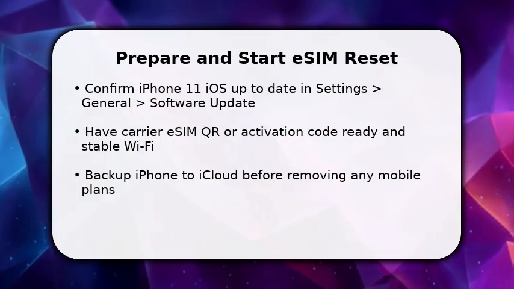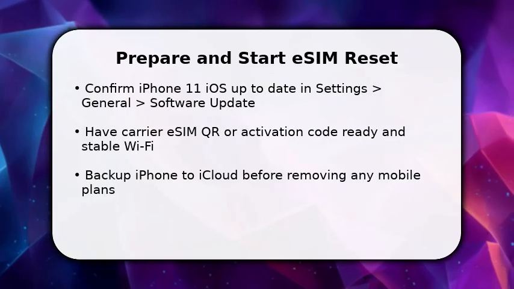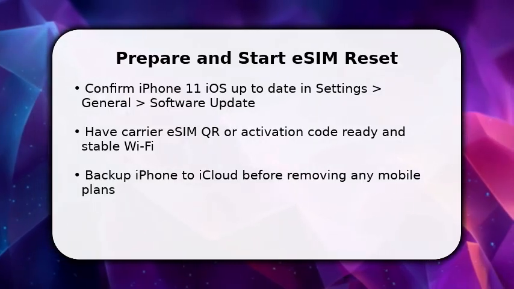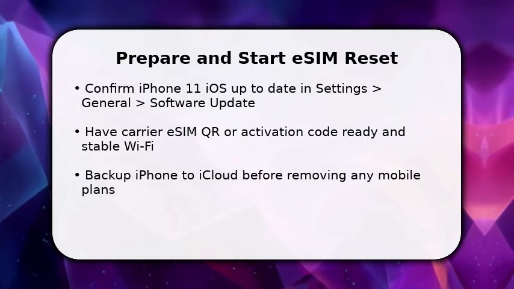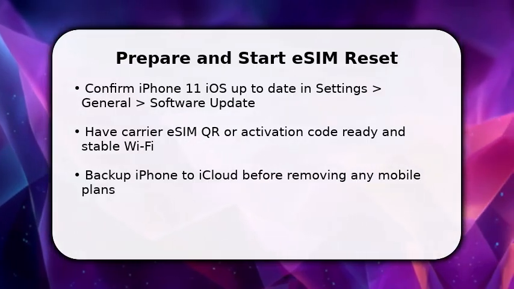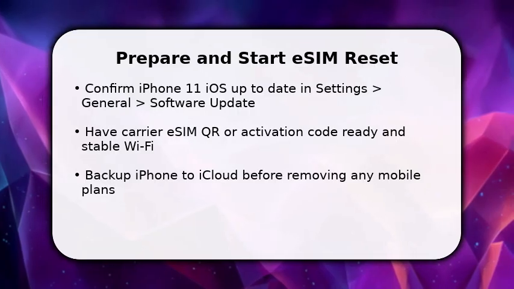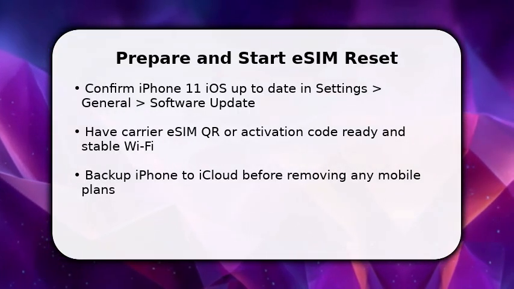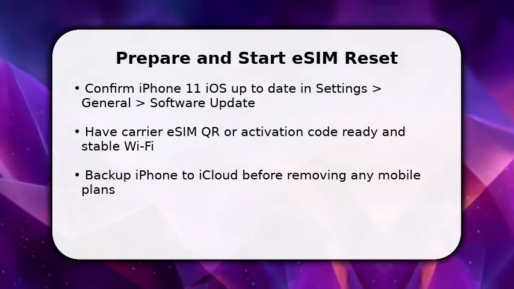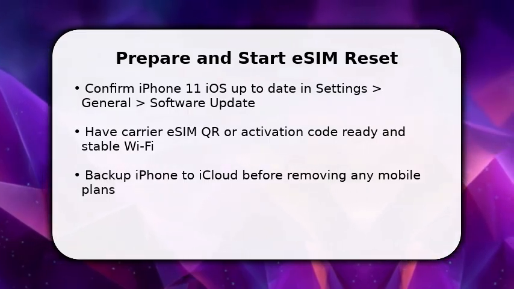You begin by ensuring your iPhone 11 is updated and backed up. This prevents data loss when changing cellular profiles. Once done, open Settings and go to Cellular to view installed plans. Remove any old or corrupted eSIM by tapping the plan, selecting Remove Cellular Plan, and confirming. You do this to clear conflicts.